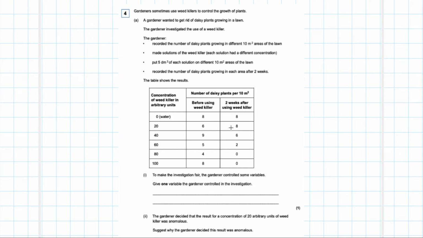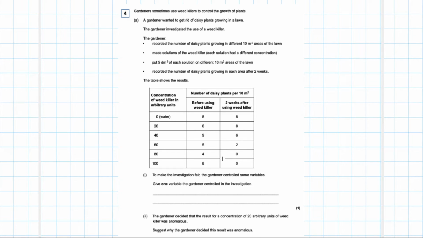And we can see that on the graph. If concentration of weed killer was 0, which had 8, had no effect. Weed killer 20, so 6, 8, 40, 9, 6, 60 units, 5, 2, and then we can see that with the 4 and 8, all essentially the daisy plants die. There's no daisy plants essentially after 2 weeks using a very concentrated weed killer.